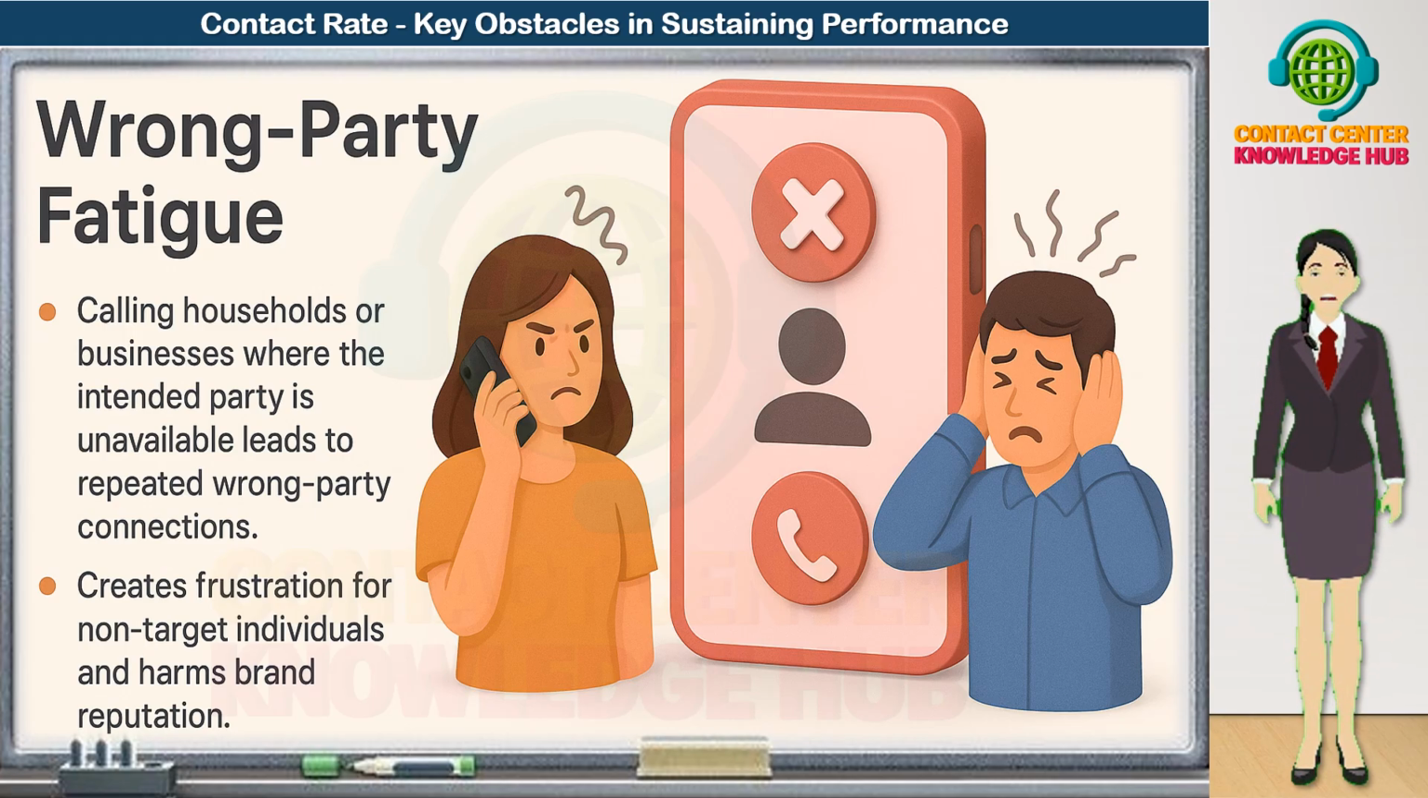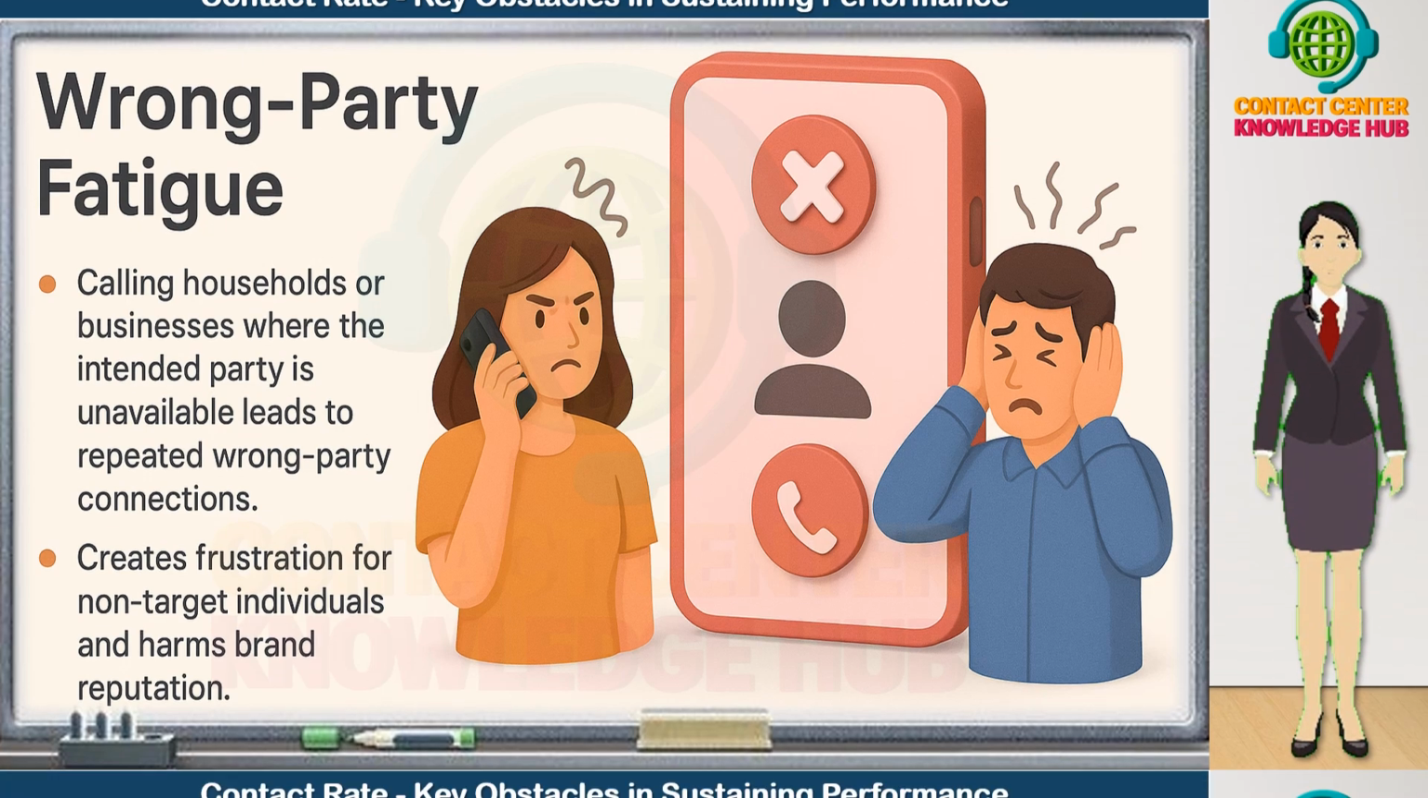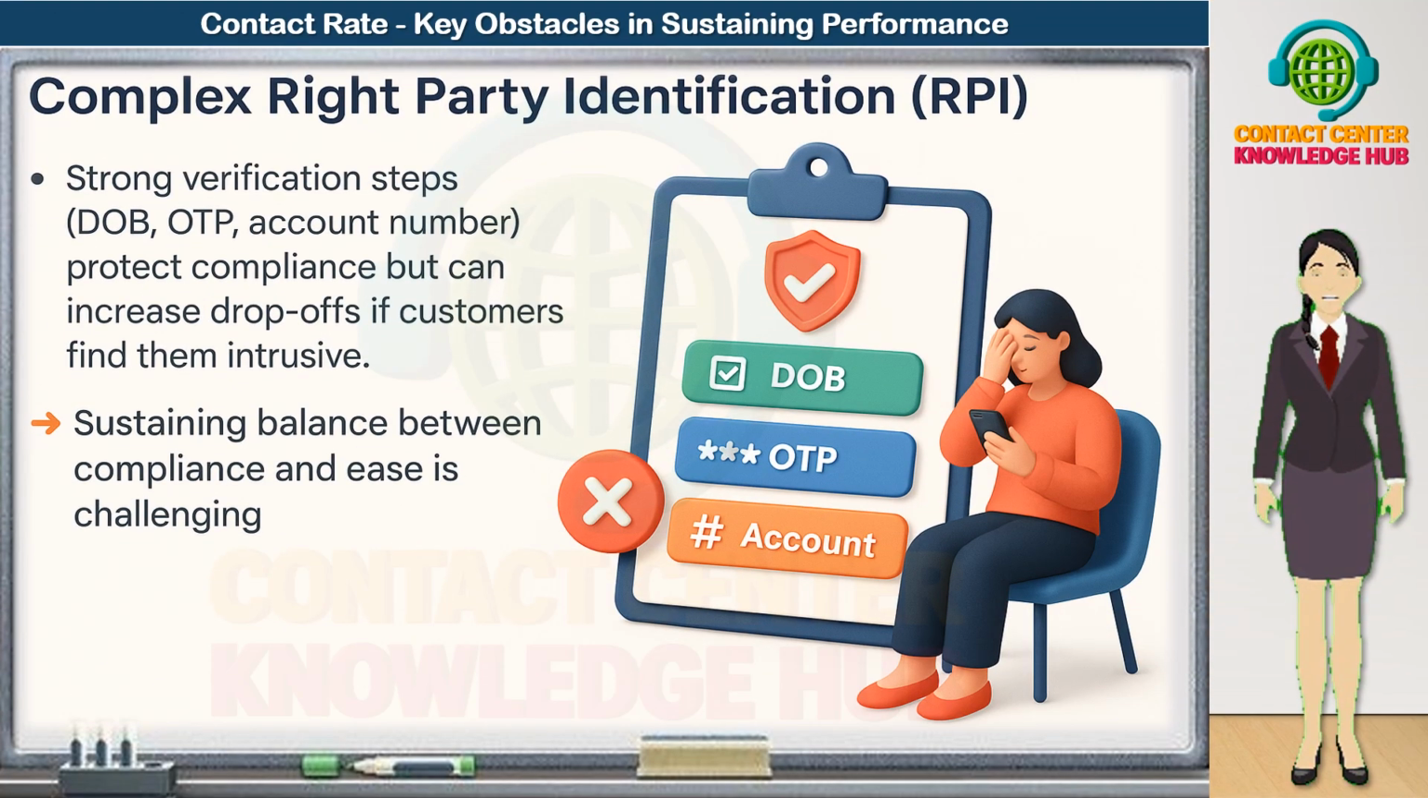Impact: wrong party fatigue not only lowers contact rate accuracy, but also harms brand reputation, increasing complaints and reducing trust across your customer base. Another operational challenge that directly impacts contact rate is complex right party identification, or RPI. Strong verification protocols, such as confirming date of birth, account numbers, or sending one-time passwords, are critical for compliance and data protection. They ensure that sensitive information is shared only with the authorized customer.